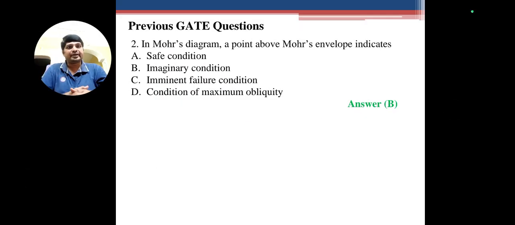In the Mohr diagram, a point above the Mohr envelope indicates a safe condition, imaginary condition, imminent failure condition, or the last one, condition of maximum stability. So it is an imaginary condition. The line which is an imaginary line, so we can say that it is an imaginary condition.